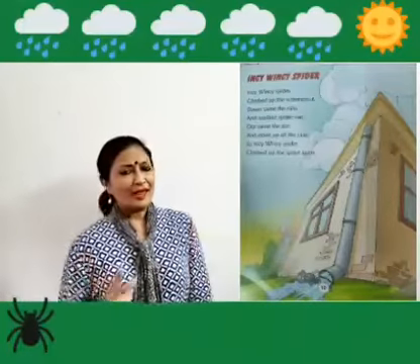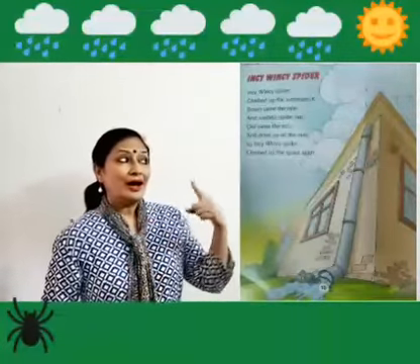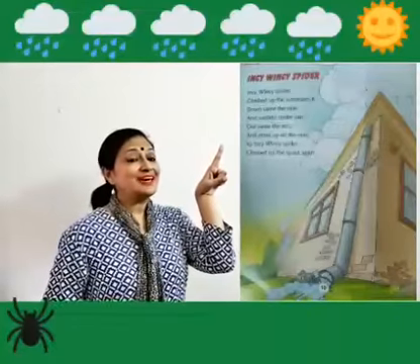Once again, let us revise the poem. Incy Wincy Spider climbed up the water spout. Down came the rain and washed Spider out. Out came the sun and dried up all the rain. So, Incy Wincy Spider climbed up the spout again.